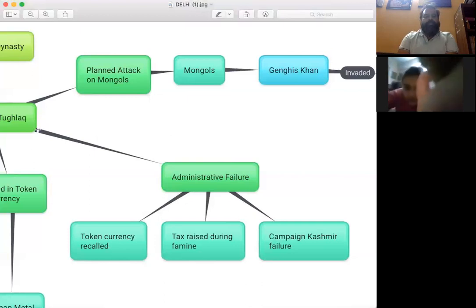Then he made a campaign to Kashmir to basically get control. What is a campaign? Campaign means to go over there, attack that country and get it under your control. So he tried to control Kashmir, but that campaign was a failure. He also failed there.